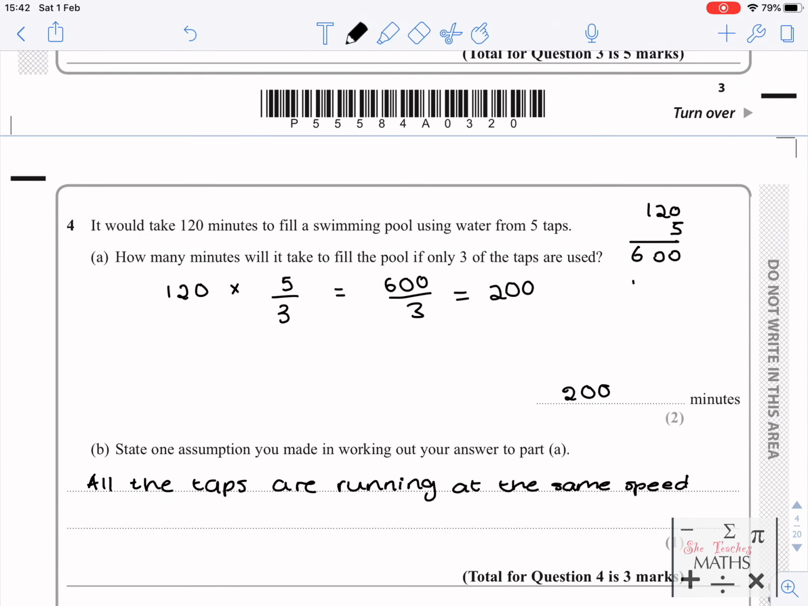So the next part of the question, I've already just filled it in. One assumption you made in working out your answer. So I put that all the taps are running at the same speed because you've assumed that they are. Some might be faster, that would make it quicker to fill the swimming pool, and then some might take longer, but we're relying on the fact that 5 taps took 120 minutes.